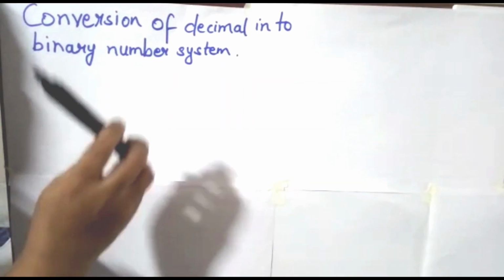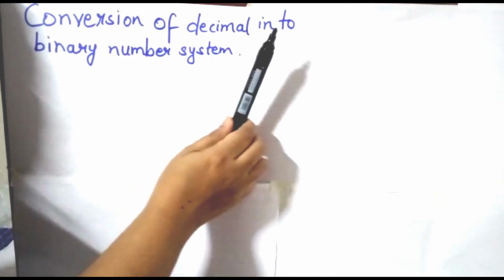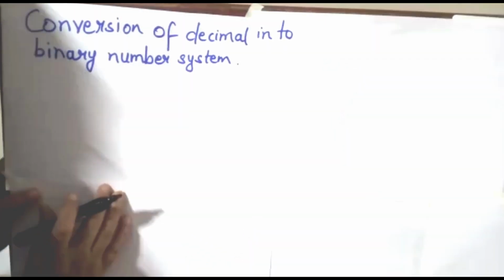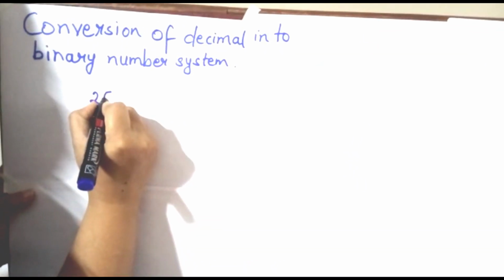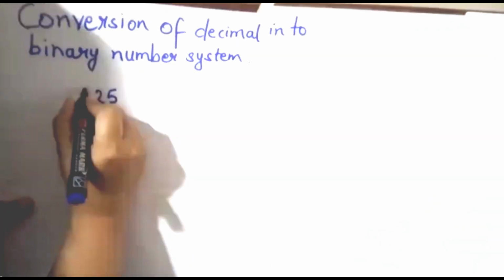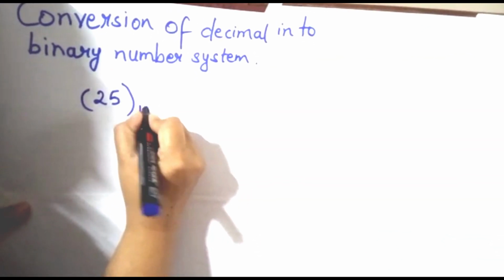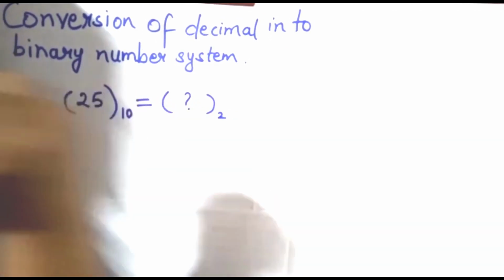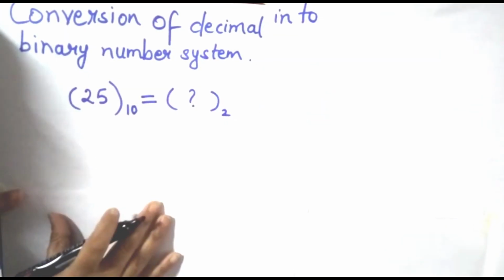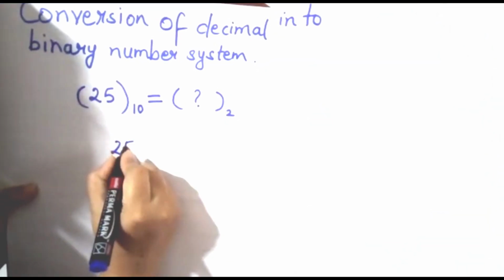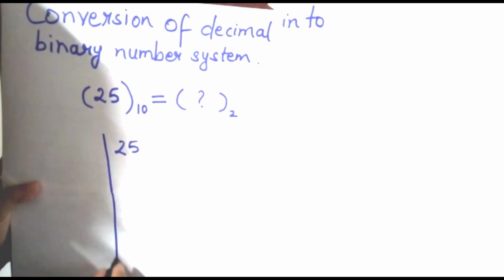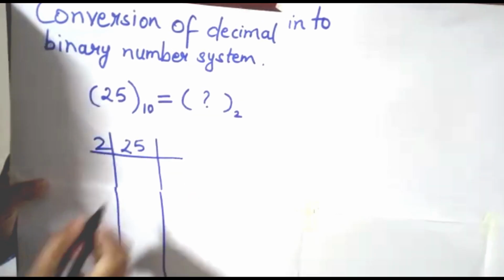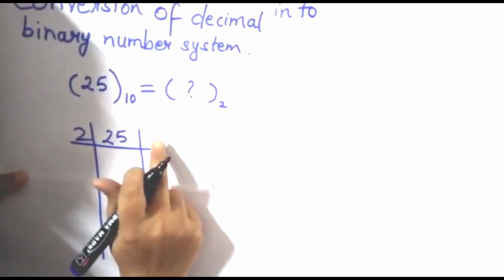Now we will see the conversion of decimal into binary number system. Let us take one example. If we want to convert 25, which is in decimal, so base is 10, to binary, so base will be 2. How we will find out? Let's see. So what to do? Go on dividing 25 by 2. Write quotient here and remainder here.